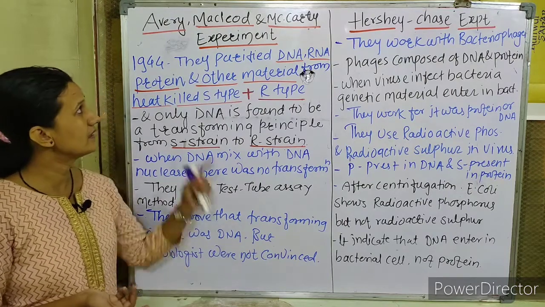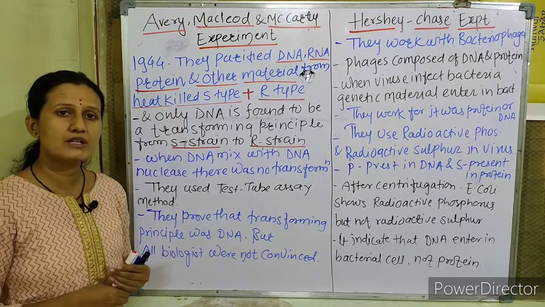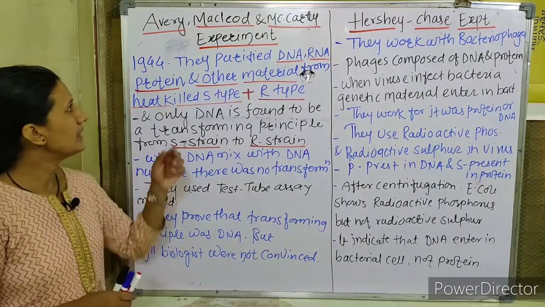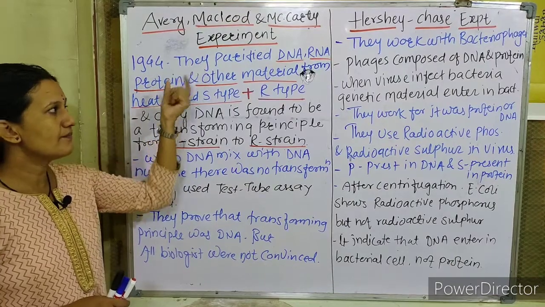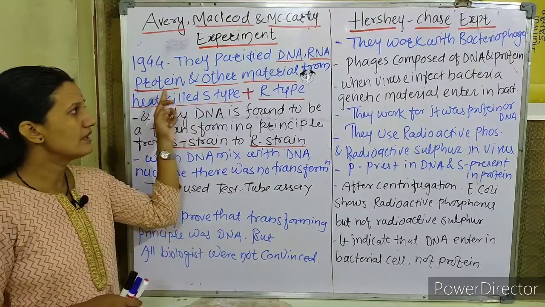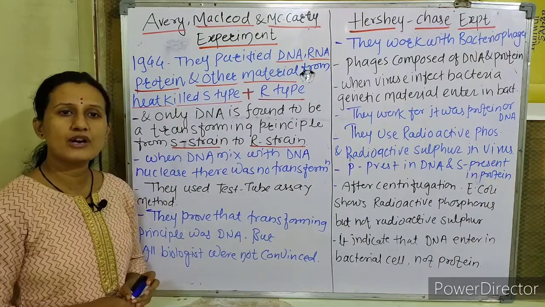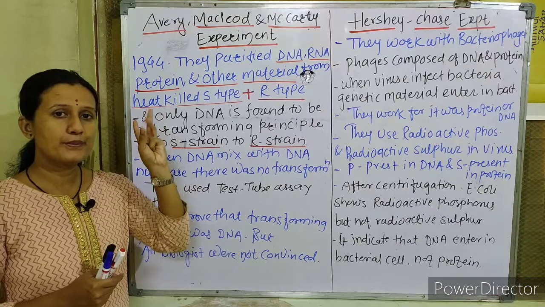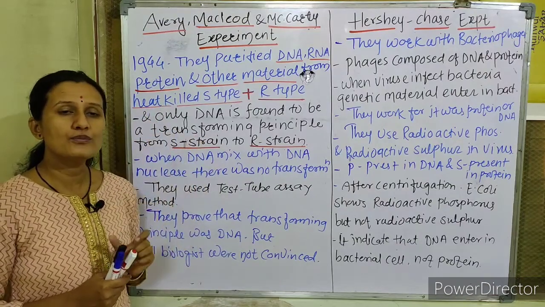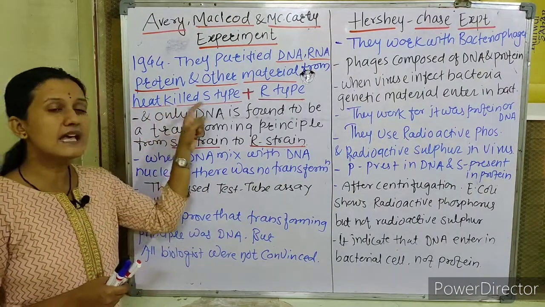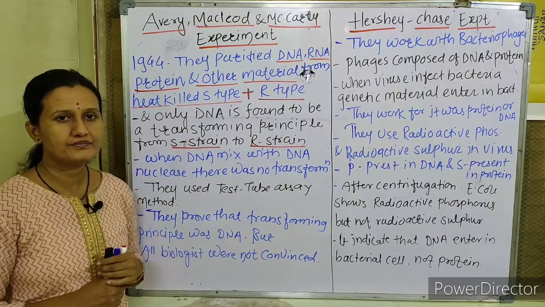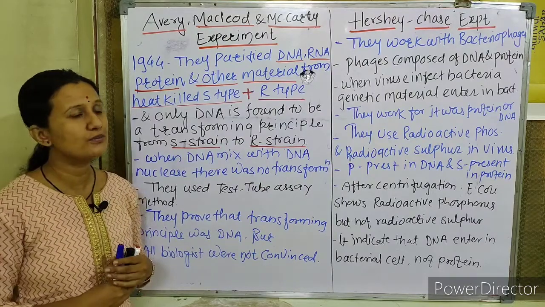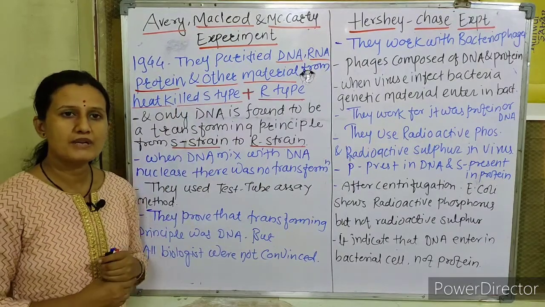For that purpose, these three scientists, Avery, Macleod and McCarty, carried out the experiment. Firstly, they purified the DNA, RNA, protein and other material like carbohydrate. That means they purified the DNA, RNA, protein and carbohydrate from the mixture of heat killed S type and R type. They carried out four samples from that, four extractions from that mixture.